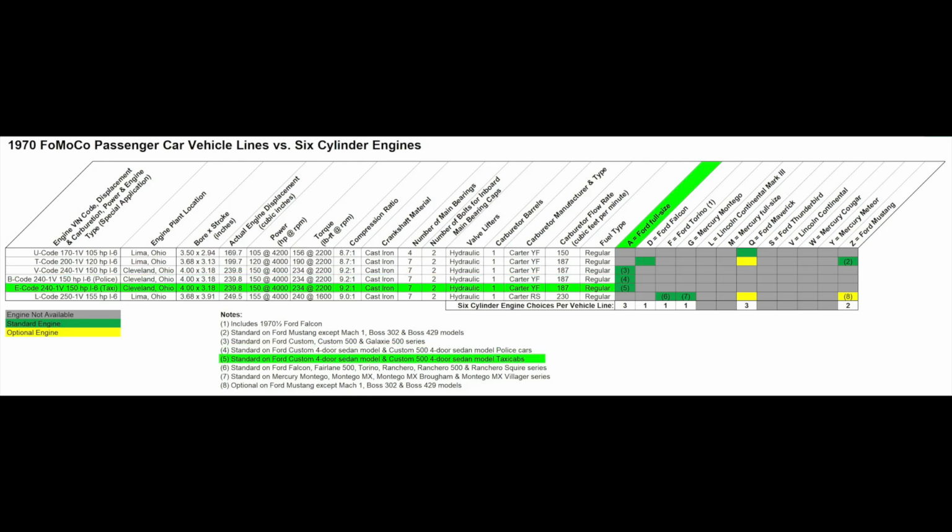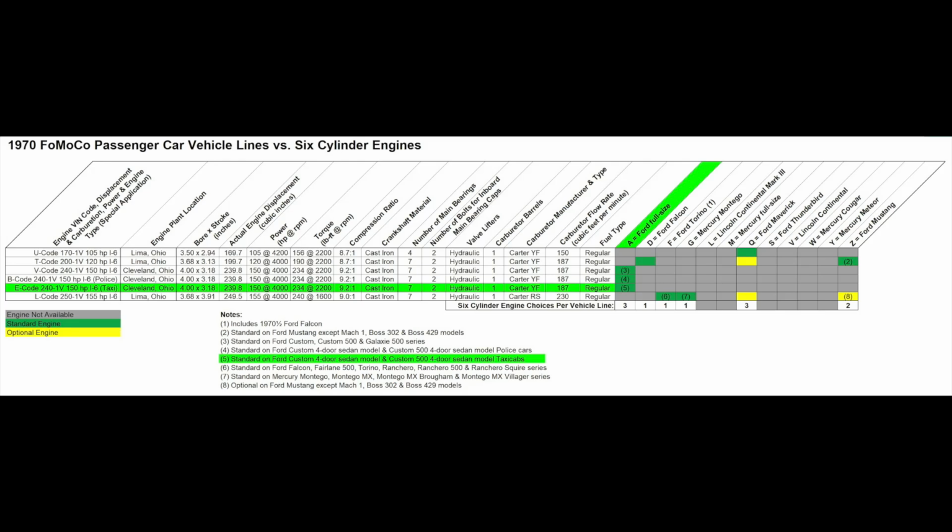The 5th of the 6 1970 FoMoCo 6-cylinder engines to see is the E-code 240 cubic inch inline-six engine with a one-barrel carburetor that was available only for use in taxicabs. Like the V-code and B-code 240 one-barrel, this engine debuted for the 1965 model year, but this time as the base engine in 1965 Ford full-size taxicabs. 1970 was also its 6th year of production.